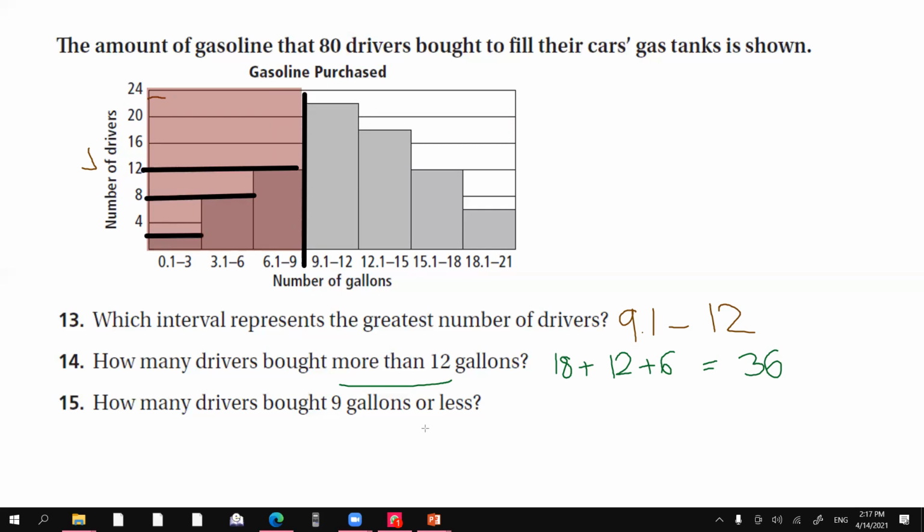So what will the numbers be? 12 plus 8 plus 2. So that's 22. That means 22 drivers bought 9 gallons or less. Is it clear? Yes, teacher. Okay.